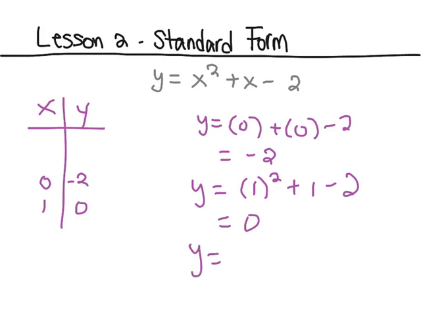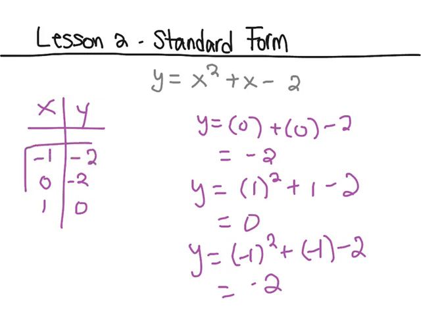And y equals negative 1 squared plus negative 1 minus 2. Negative 1 squared is 1, plus negative 1 is 0, minus 2 is minus 2. So we already have our two y's. Oh, we have two x's that have the same y. So using this, we can find our vertex.